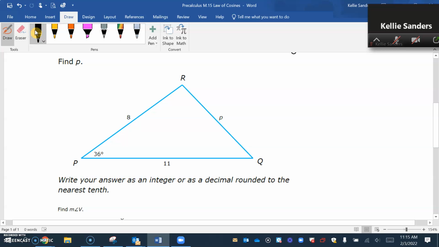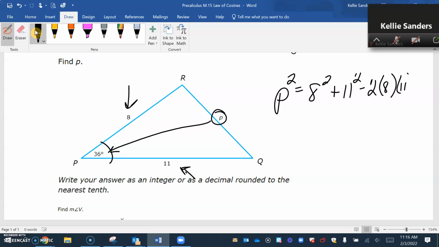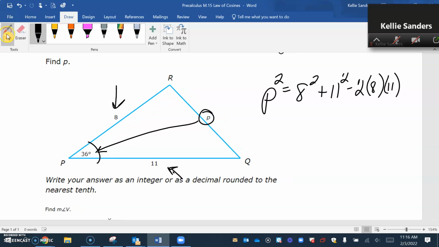And we are looking for side P. What angle is opposite side P? 36 degrees. And they give us this side, which is 8, and this side, which is 11. So I'm going to set it up as P squared equals 8 squared plus 11 squared minus 2 times 8 times 11. I'm running out of room. Cosine the angle that's opposite P, which is 36. Okay, and now it is just algebra.